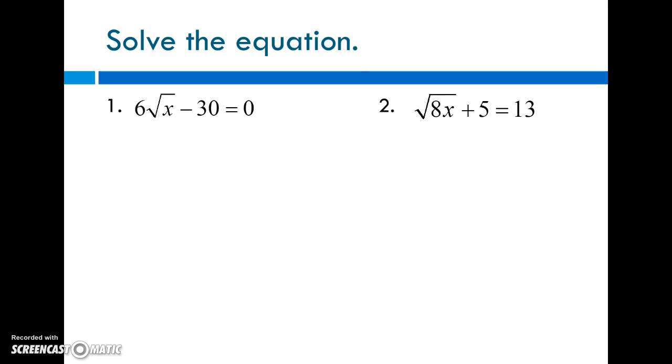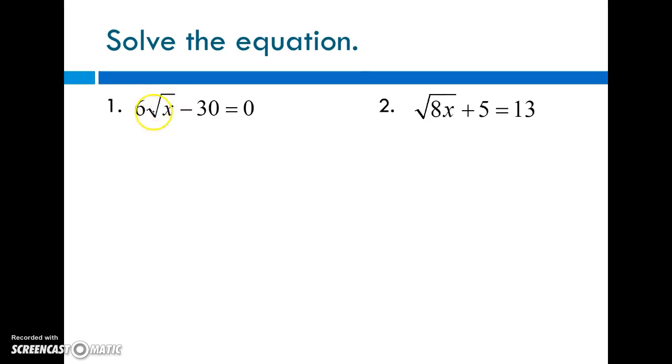And for this lesson we're going to be solving each of these equations. One thing to remember is that the opposite of squaring is square root and the opposite of square root is squaring. So for number 1 you have 6 radical x minus 30 equals 0.